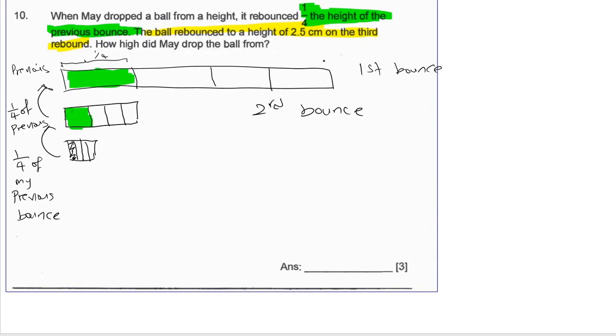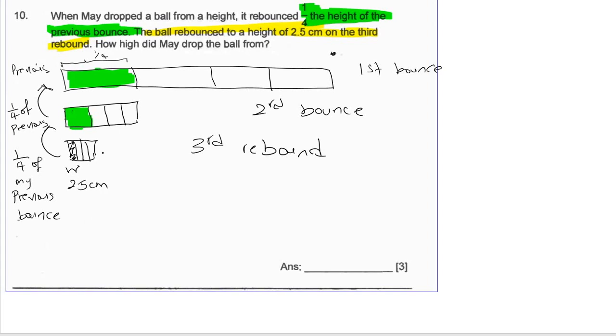Okay, so let's say this is the place I throw the ball from. So here's 1/4 of this, and here's 1/4 of this. If the ball rebounds, this is the third already, to the height of 2.5 centimeters on the third rebound. That means here is 2.5 centimeters.